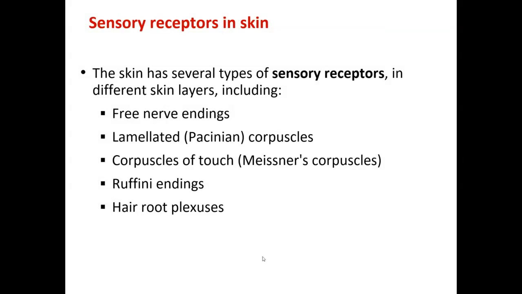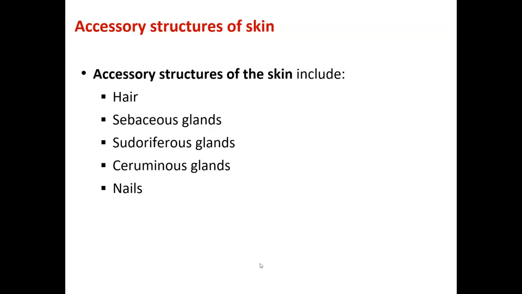So, okay, these sensory receptors for touch and pressure and vibration, there's different kinds with different names. Don't worry about them. You don't need to know those. And then other structures in the skin. So accessory structures. So these are things that are not skin, but they're part of the integumentary system. So hair, these sebaceous or oil glands, sudoriferous glands, which is sweat glands, and then ceruminous, which is earwax glands, and then the fingernails and toenails.